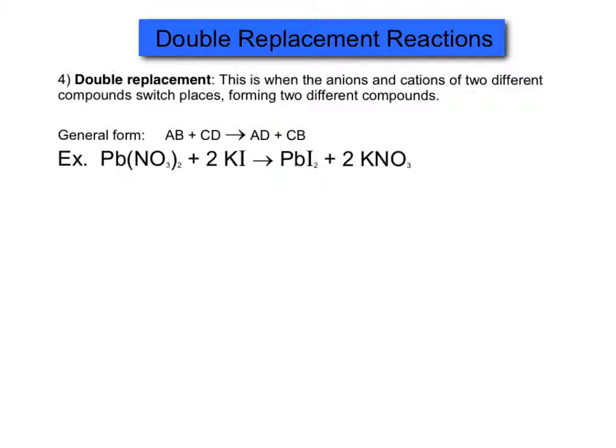We can see this pretty clearly by looking at our example. The first element, lead, or the positive ion, is going to be combining with the second element of the second formula, which is the iodine. That's the anion, the negative ion. And then the positive ion from the second compound combines with the negative ion from the first compound. So essentially you're just combining outers and inners.